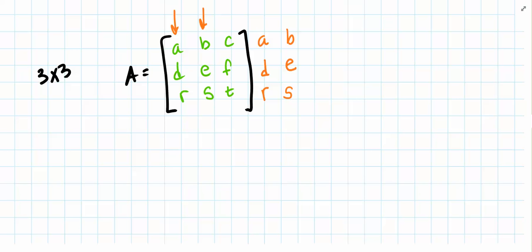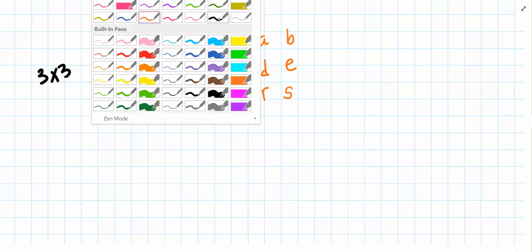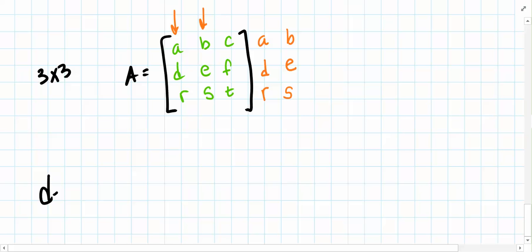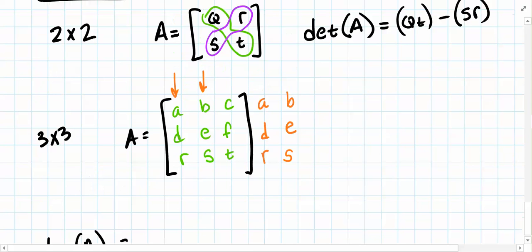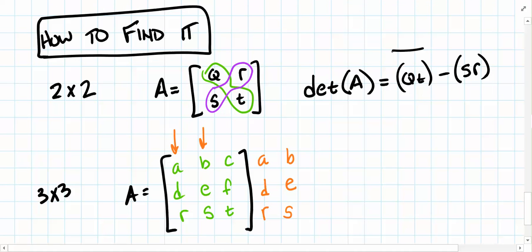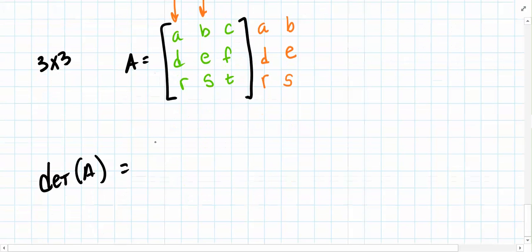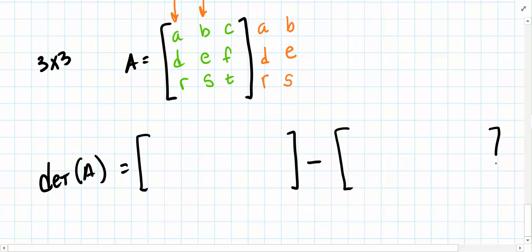So then I like to do my setup like this. The determinant of A, just like it was for the 2 by 2, is some stuff minus some other stuff. It's the same thing for a 3 by 3, but the stuff is just going to be different. So it's something minus something else. Here is what you do first.